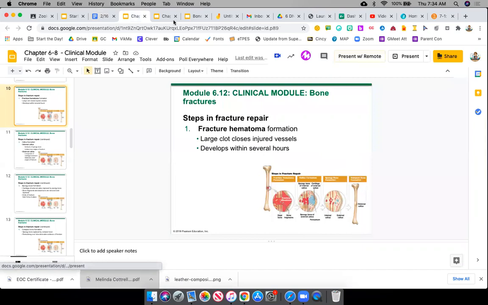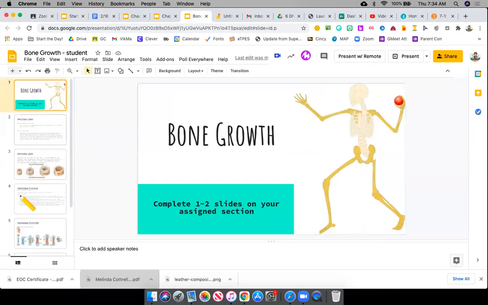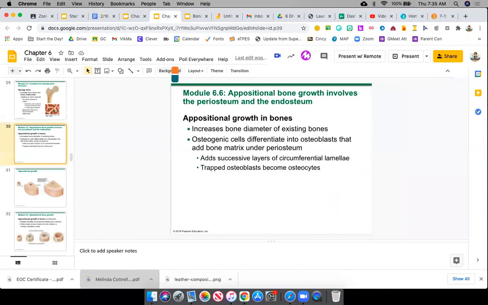We had started talking about bone growth in your shared slides, and I noticed that a couple of us didn't finish. So that is going to be on the list, which I'll bring back at the end of this little video. But you want to finish up that slide of bone growth just to give you another perspective of that content. So let's go over the three types of bone growth here.